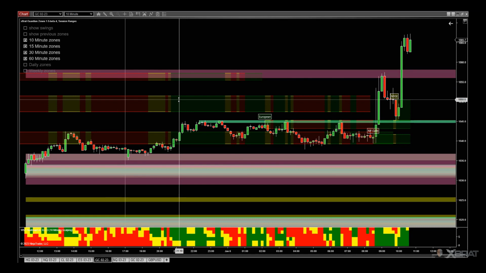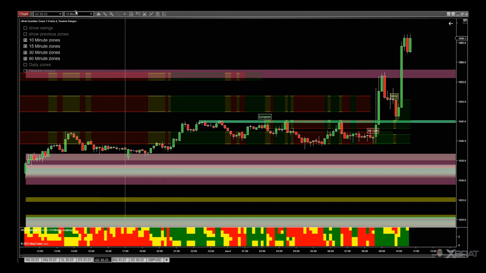Now the Guardian zones are only available for NinjaTrader, but they are really hot. They're multiple time frame support and resistance zones. So where institutional traders continually make decisions to either buy or sell will form zones. We can put those on the charts automatically on different time frames.